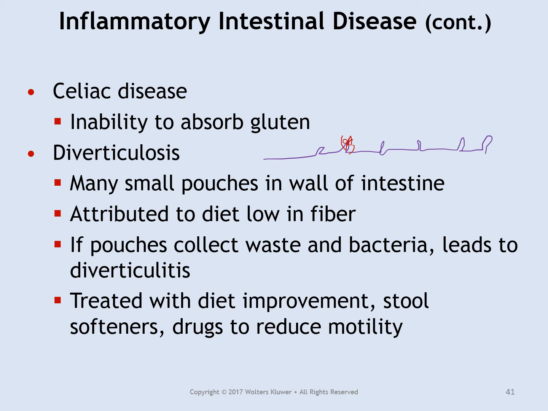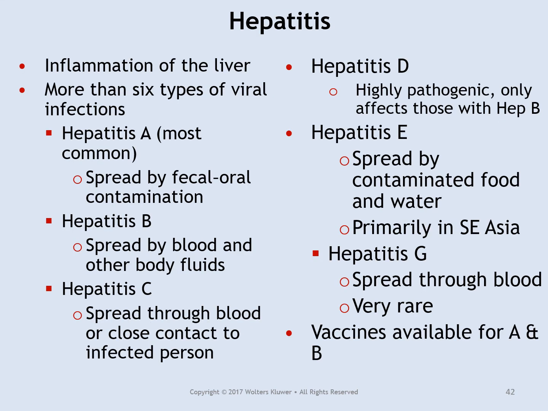This is usually treated with medication that will help move food through the intestines. If it's particularly bad diverticulosis, and if it's just in one place in the intestines, you might go in and surgically remove that part of the intestine to give your patient some relief.